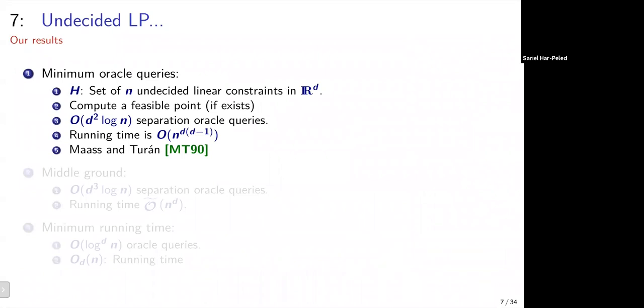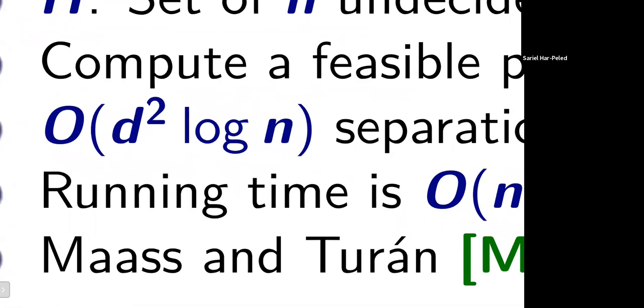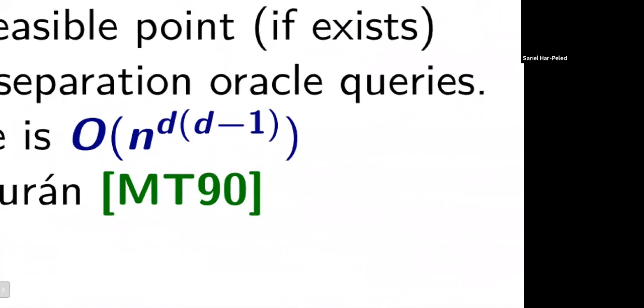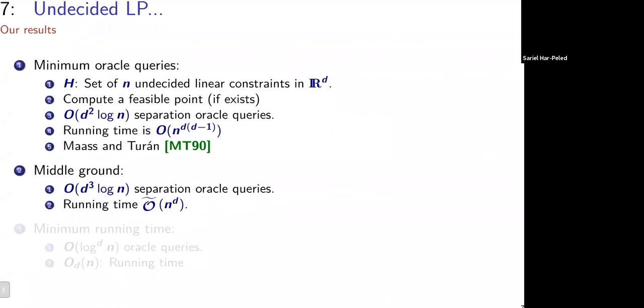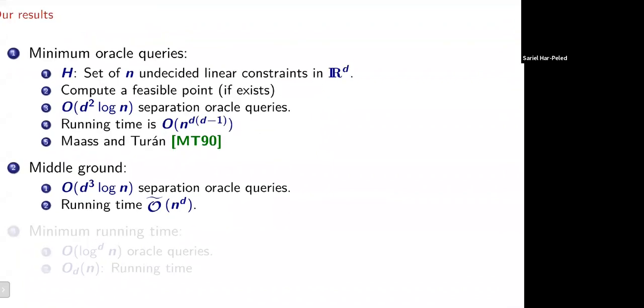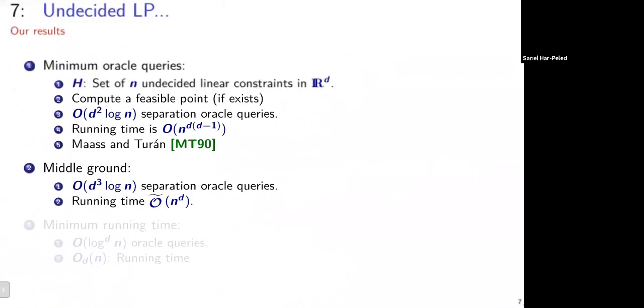Okay, so the first thing we did, we rediscovered the algorithm of Maass and Turán. And this performs, you have n constraints in d dimensions, and the number of queries you do is d squared log n, which is very good. But the running time is pretty awful, right? It's n d squared. Now we can slightly speed it up, but the number of queries deteriorates to d cubed, but the running time is just n d now.